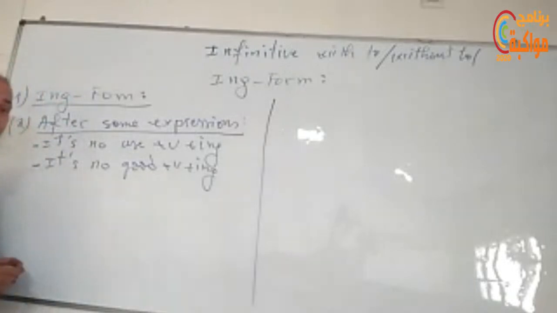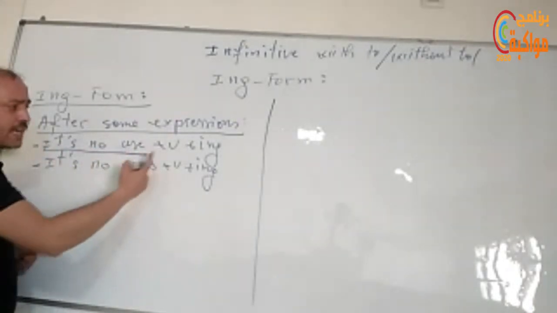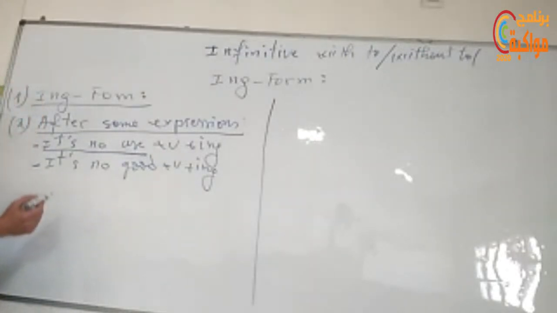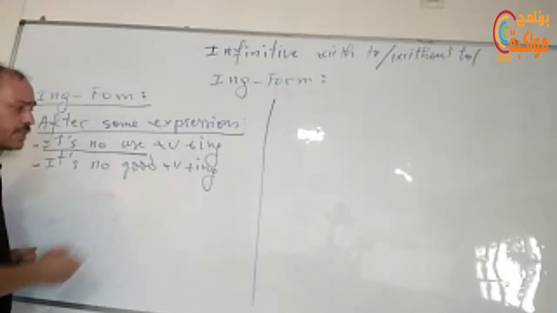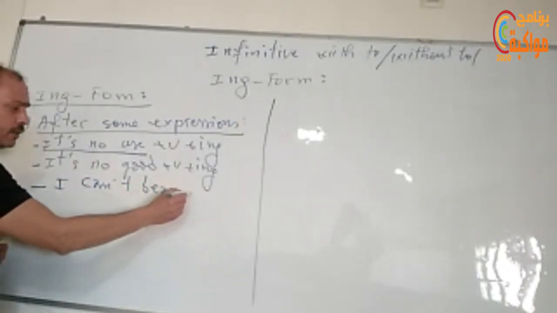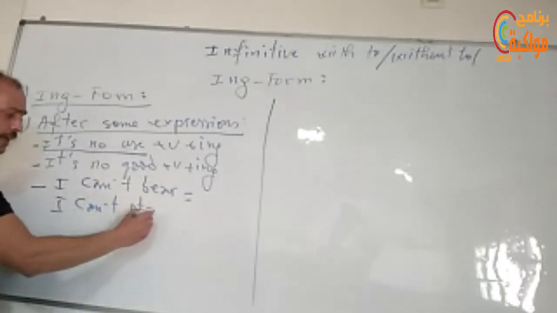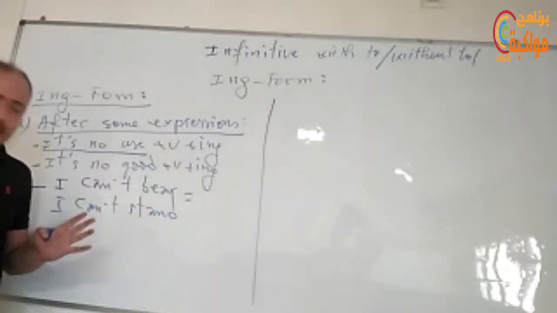Okay. So let's start with the ing form. What is meant by the ing form? We use the ing form after some expressions. We have "it's no use" plus verb plus ing, and "it's no good" plus verb plus ing. Of course, we have other expressions, such as "I can't bear". What does "I can't bear" mean? Simply speaking, it means "I can't stand", which means I hate.